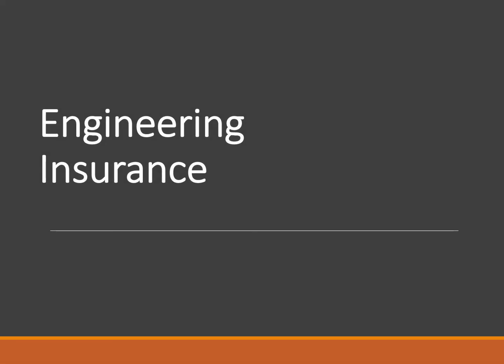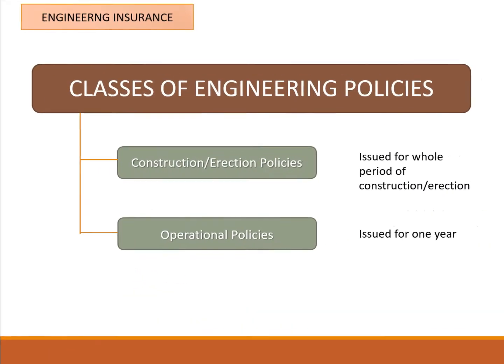Today, we learn something about engineering insurance. First, learn the classes of various types of engineering policies. The policies can be broadly categorized into two types: construction erection policies, which are also called project policies, and operational policies. Construction and project policies are issued for the whole period of construction or erection, and operational policies are annual policies.